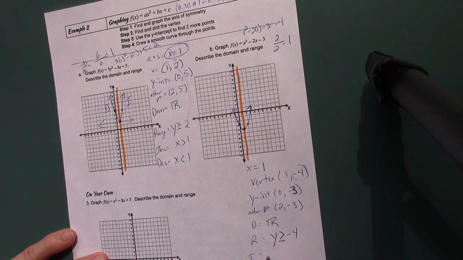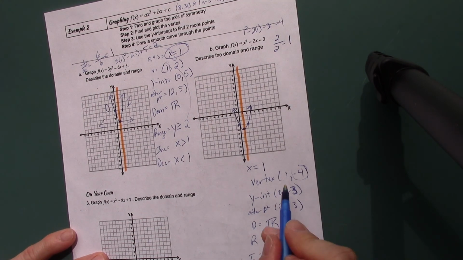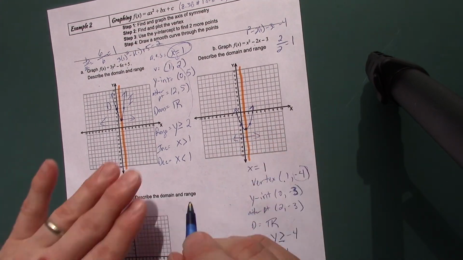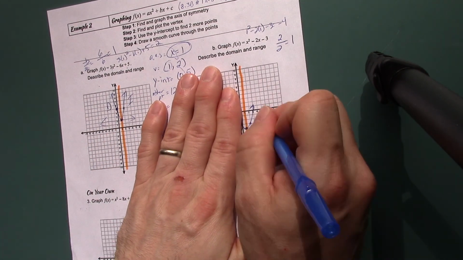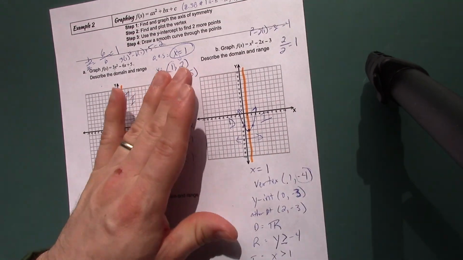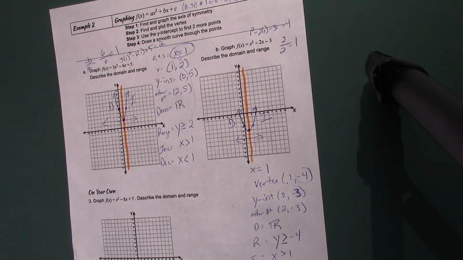Well, again, it's going to be x. It's going to be the x value of the vertex. And then I can go over here, draw my little number line, and again, that side is increasing, that side is decreasing, so increasing gets that arrow, decreasing gets that arrow. Simple as that. Okay?